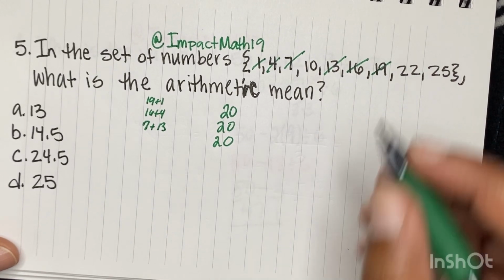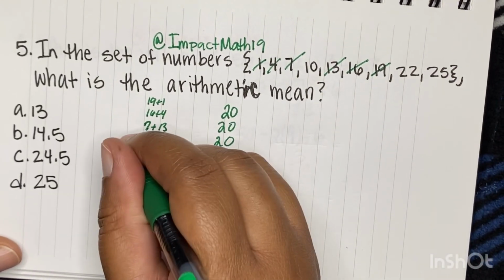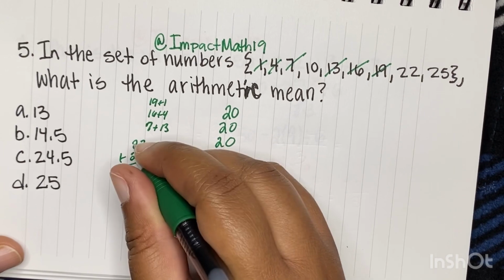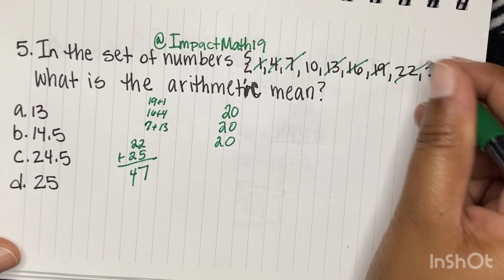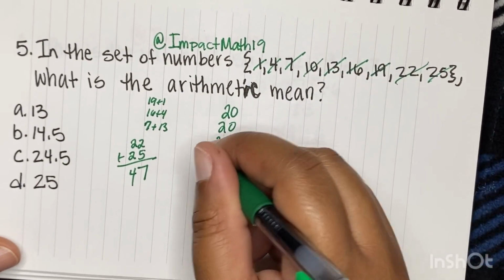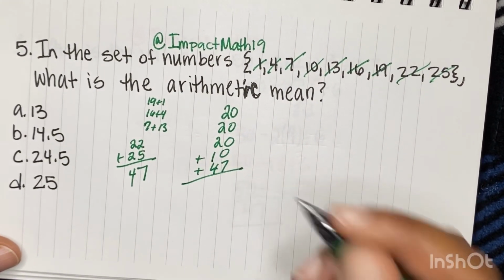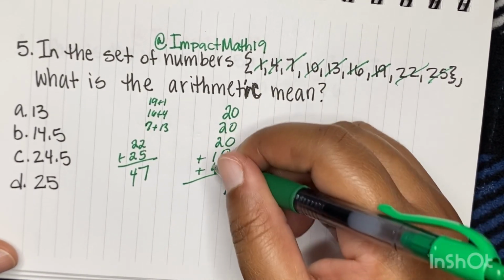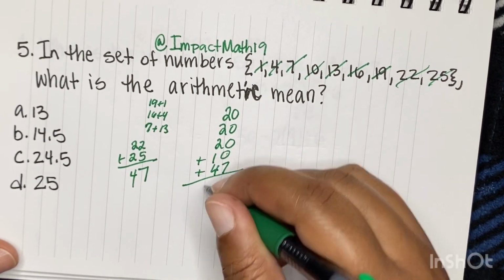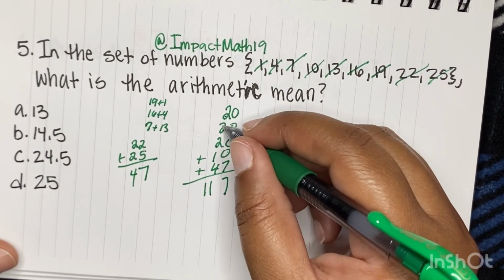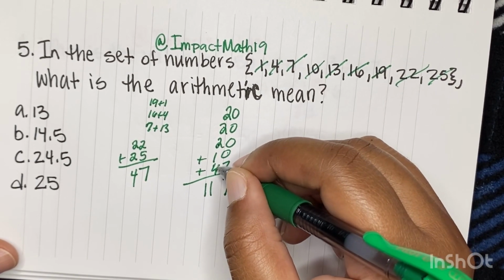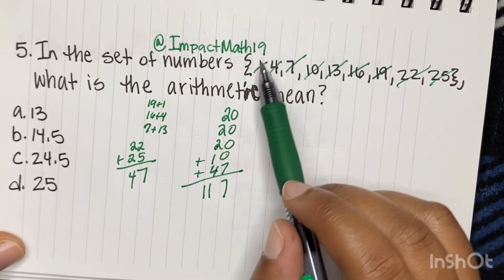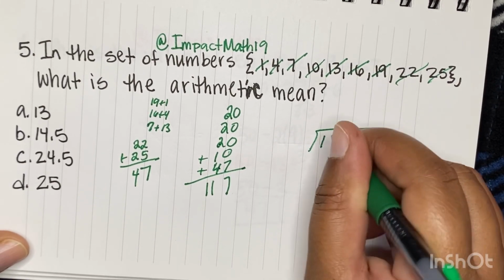Okay, and then we can do 22 plus 25. And that's going to be 47. And then we can add that 10, that last one. So now if we add up all these numbers, so 0 plus 7 is 7, 2, 4, 6, 8, 10, 11. So 2, 4, 6, and then 8, 10, 11. That's how I look at it, okay? So we have 117. Now we have to figure out what we are going to be dividing that 117 by.